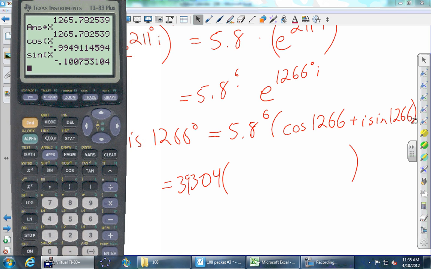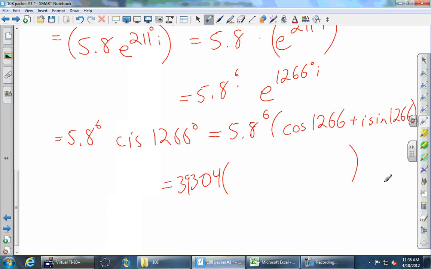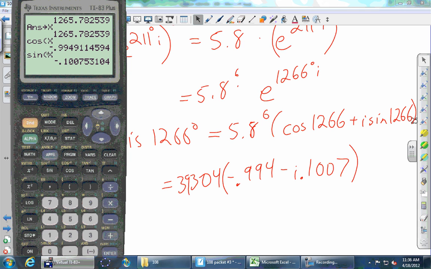Okay, so I'm going to write down those things. I'm going to round them a little bit here, but then we're going to go back to the calculator and use all those digits that it has. So what we just figured out was that cosine of 1266 was 0.994. That one was negative. Oh, negative, thank you. Minus, and then there's an i, and then the sine of 1266 was 1.007. Is that right? Oh, it was just 1007. They were both negative. Yeah. Okay, so that's those two numbers over there.